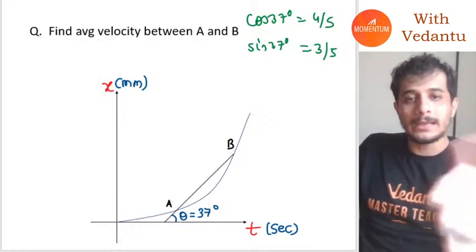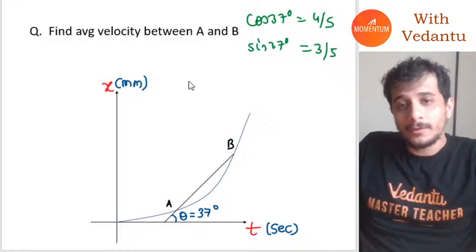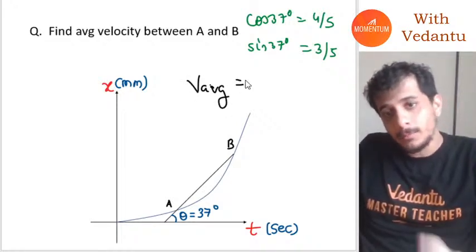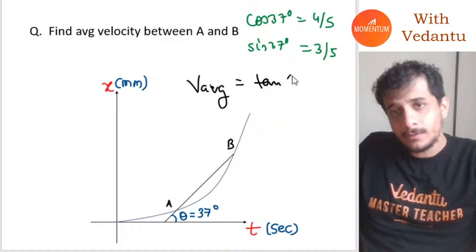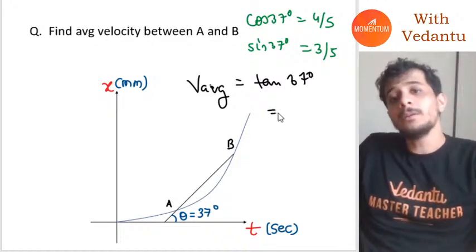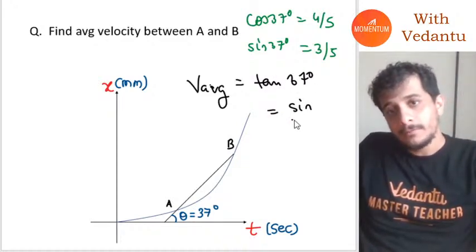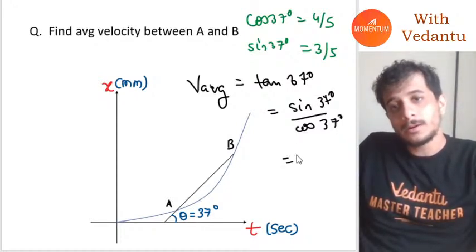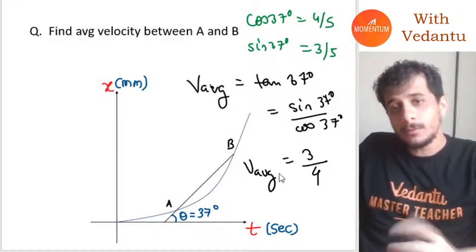Thank you. See, the average velocity will be equal to tan theta only. Average velocity between point A and B will be equal to tan theta only, which in this case will be tan 37. That will be nothing but sine 37 divided by cos 37, which in this case will be nothing but 3 by 4. So average velocity will be equal to 3 by 4.